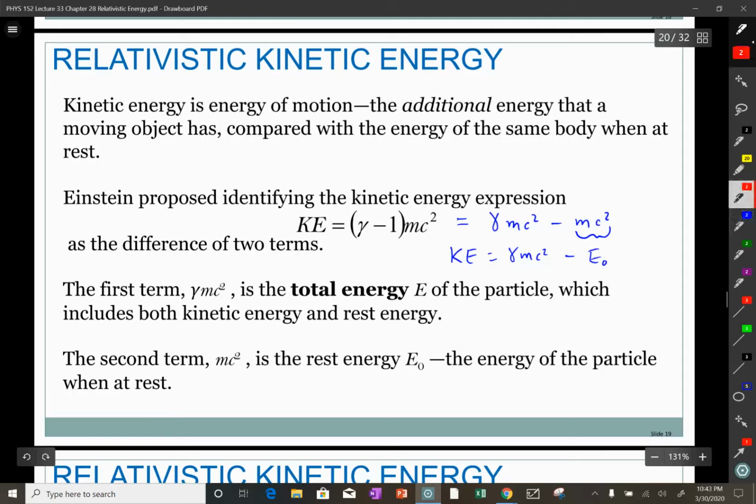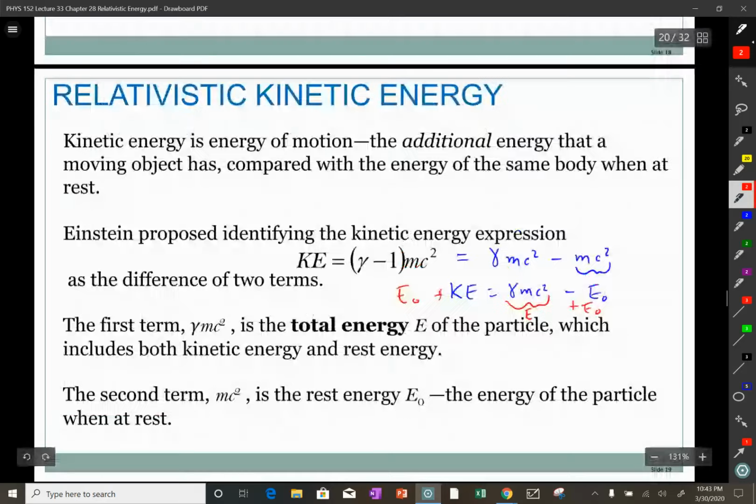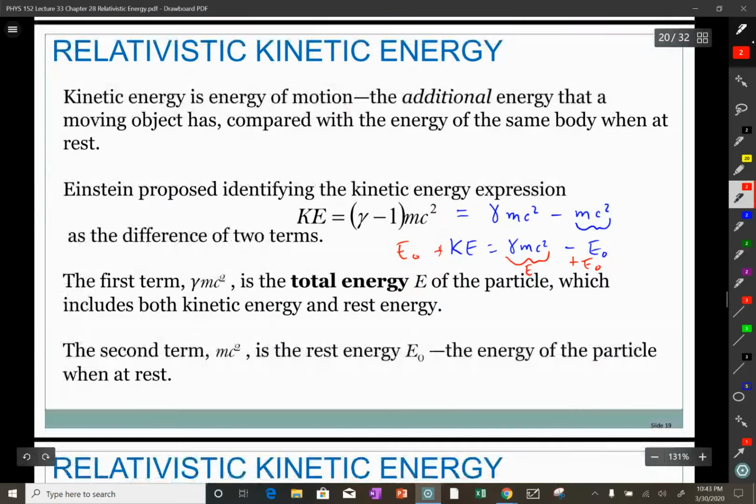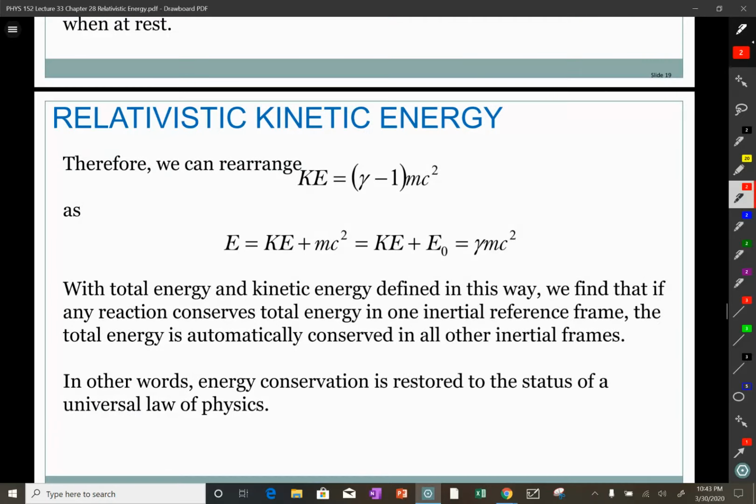Well, if I add E0 to both sides, then I have E0 plus kinetic energy, that is the rest energy plus kinetic energy, is gamma mc squared. So it turns out this here is the total energy E. So total energy is gamma mc squared, kinetic energy is gamma minus 1 mc squared, and rest energy is mc squared. So here we have what I just said.